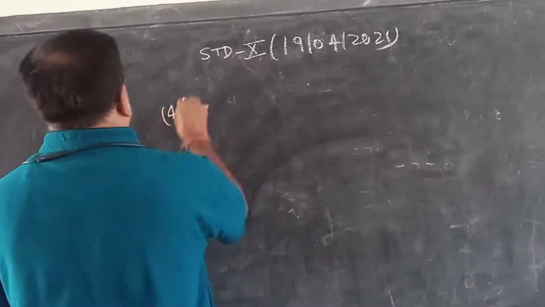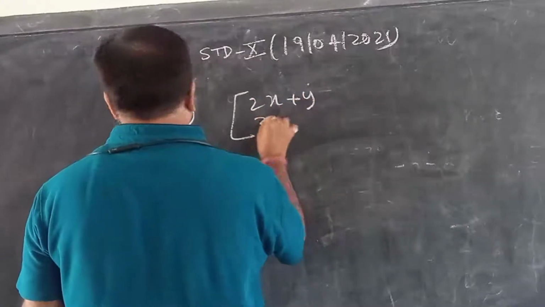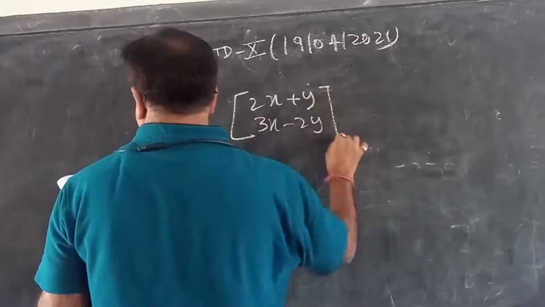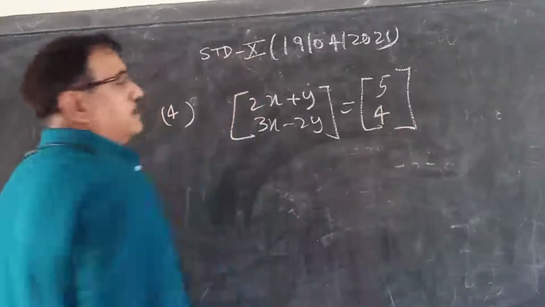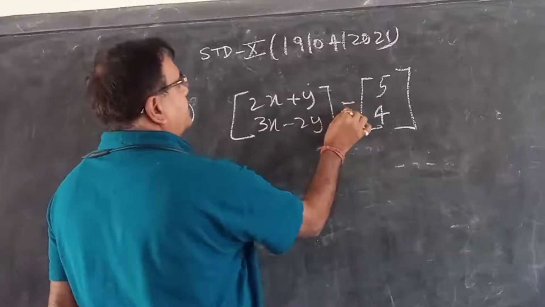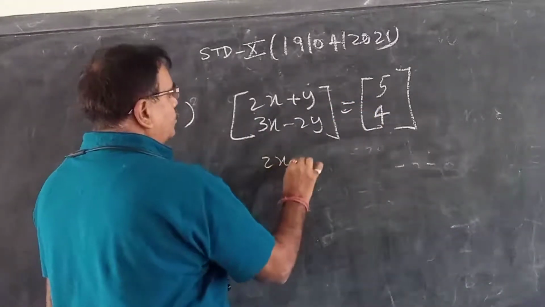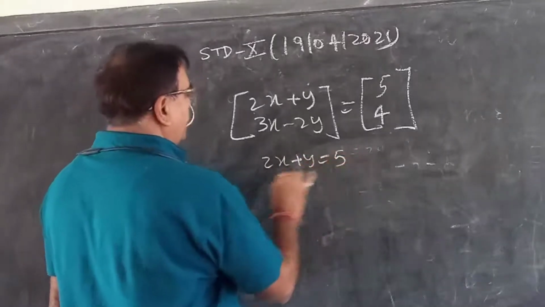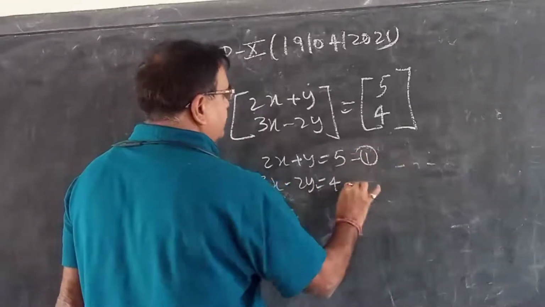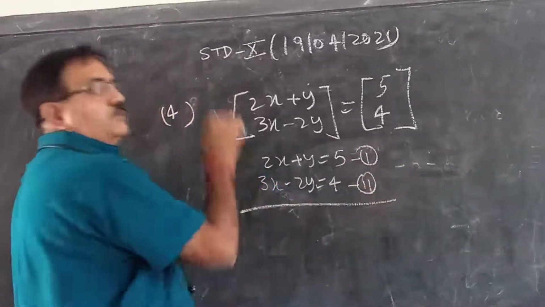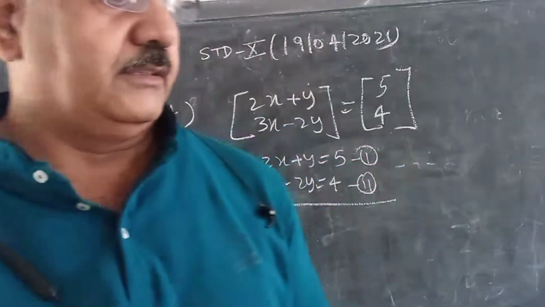Now question number 4. The matrix 2x plus y, 3x minus 2y is equal to 5, 4. Right? The equal sign is there between the two matrices, so equate the corresponding elements. 2x plus y is equal to 5 and 3x minus 2y is equal to 4. This is equation first, this is equation second. Solve these two simultaneously and find the values of x and y.